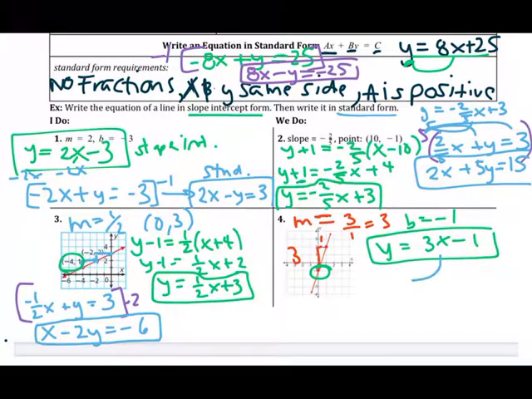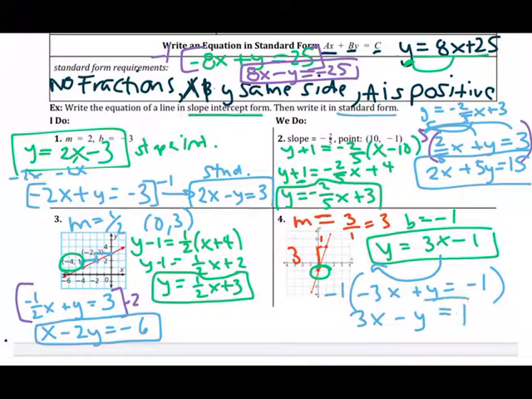Now to write this in standard form, I need to move 3x over. So I'm going to subtract 3x on both sides. That's going to give me negative 3x plus y equals negative 1. Remember, your x has to come first, then your y equals all of your constants. And then my x is not allowed to be negative, so I need to multiply everything on both sides by negative 1. That will give me 3x minus y equals positive 1.